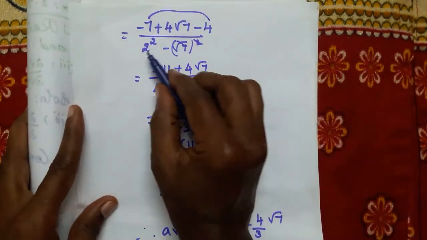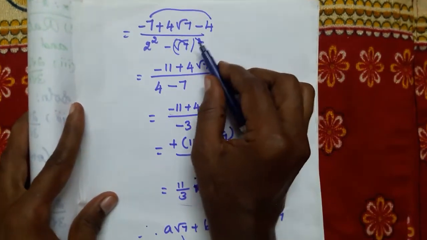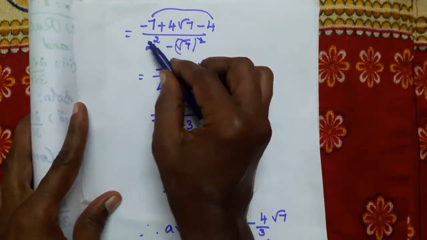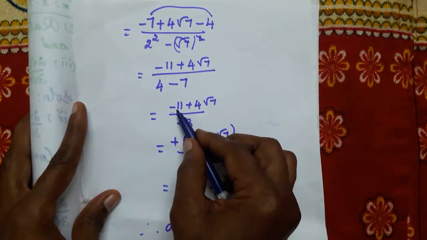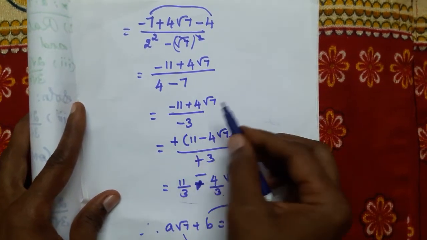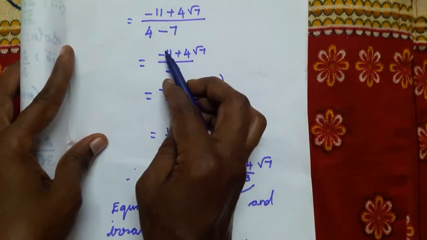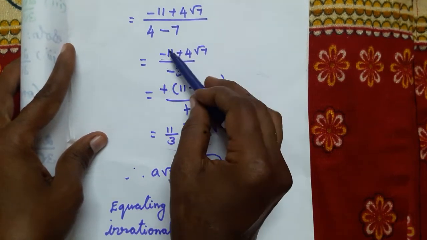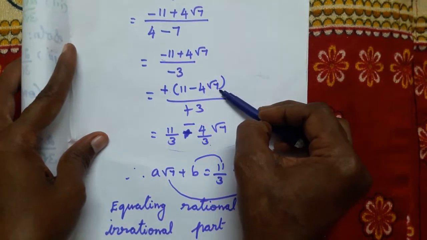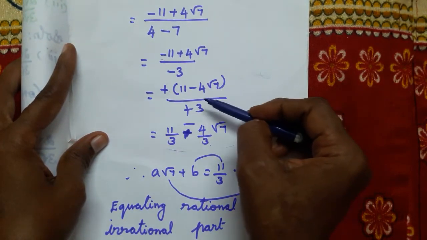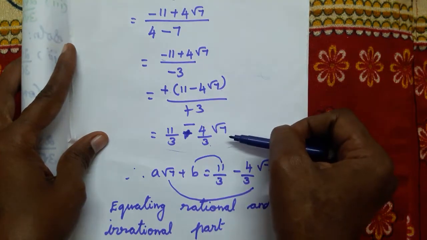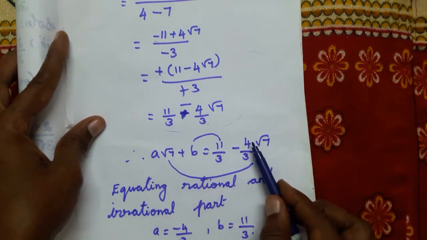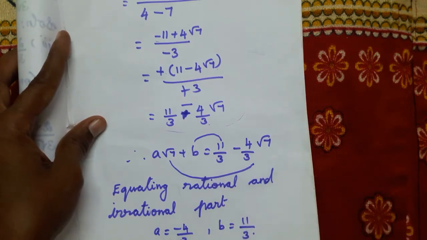Denominator: what are we getting? 2 square minus root 7 the whole square. So minus 7 minus 4 means minus 11 plus 4 root 7 over 2 square 4 minus 7, so it is equal to minus 11 plus 4 root 7 by minus 3. Taking the minus commonly outside, negative changes to positive, positive changes to negative. So 11 minus 4 root 7 by minus 3, which is equal to 11 by 3 minus 4 by 3 root 7. Therefore, equating the real and irrational parts, A is equal to minus 4 by 3, B is equal to 11 by 3.